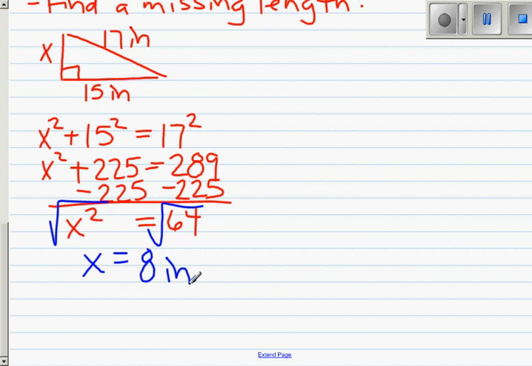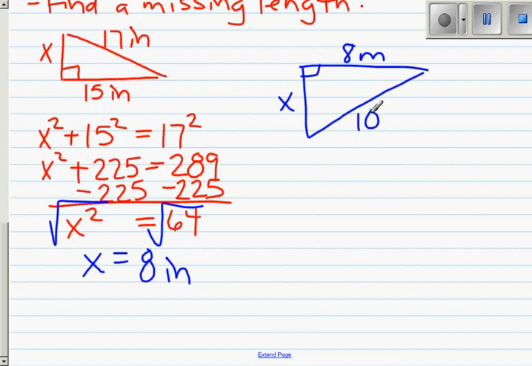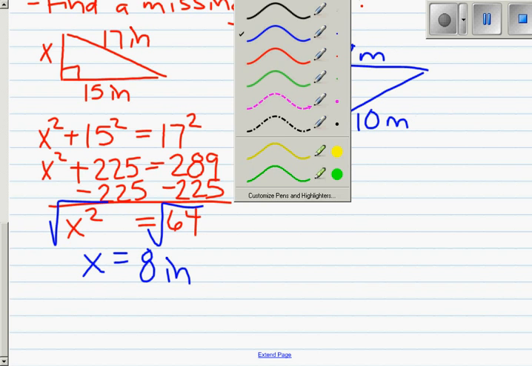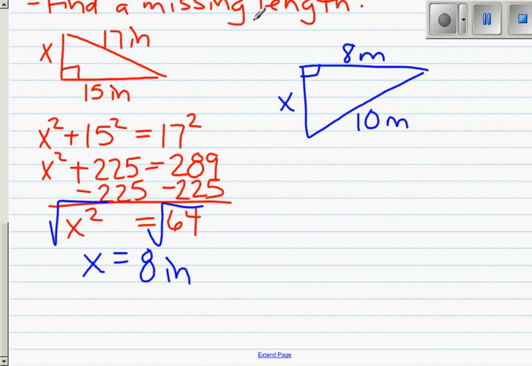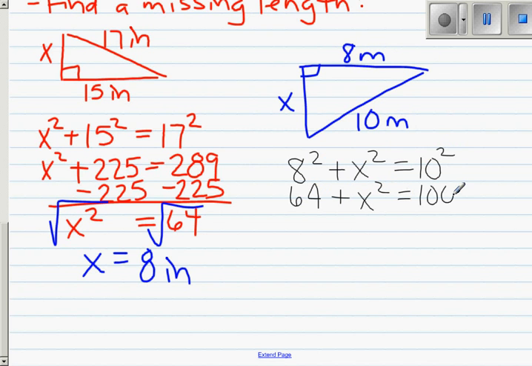So let's have you give one a try, and here's your right triangle. Here's your right angle. And the legs are x, 8 meters, and 10 meters. Go ahead and hit pause and give that one a try. Welcome back. Let's see if you got it. We go ahead and plug in the legs. 8 squared plus x squared needs to equal 10 squared. We get 64 plus x squared equals 100.